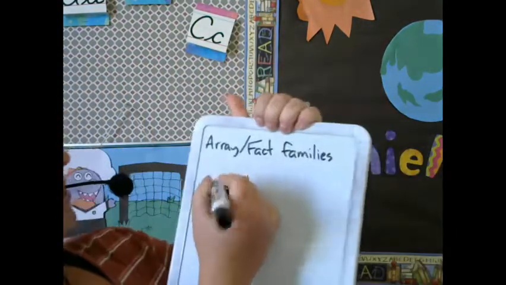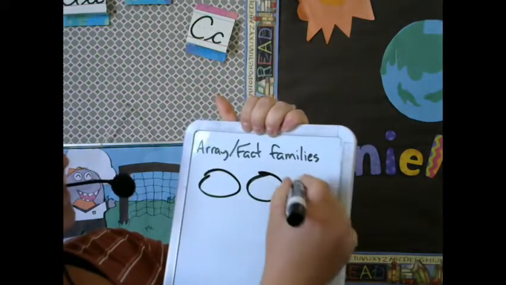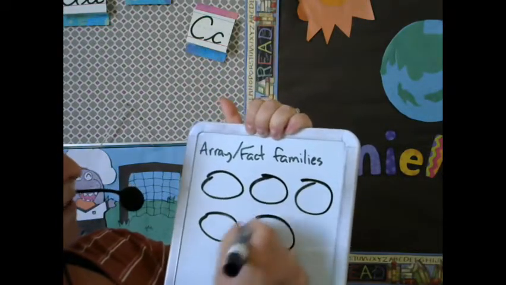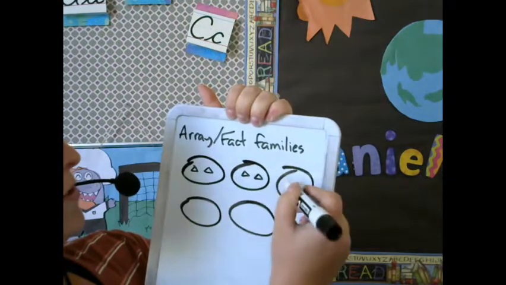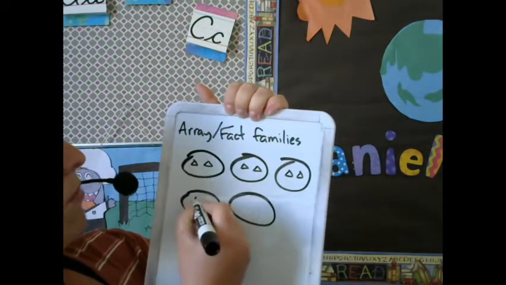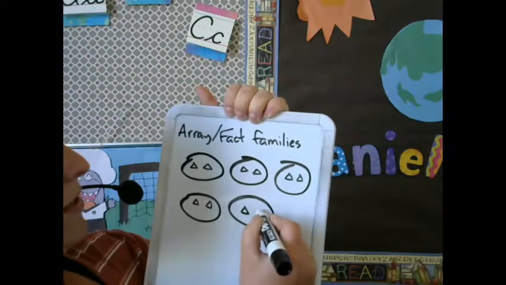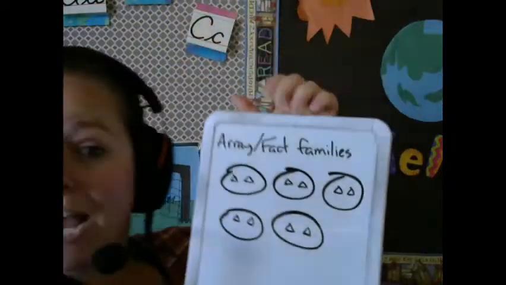First of all, arrays and fact families. Arrays are just how you draw multiplication problems so that you can visually see them. Let's say someone has 5 groups of 2 triangles each. So we've got 1, 2, 1, 2, 1, 2, 1, 2, 1, 2. Kind of looks like I'm drawing some little jack-o'-lanterns, right?